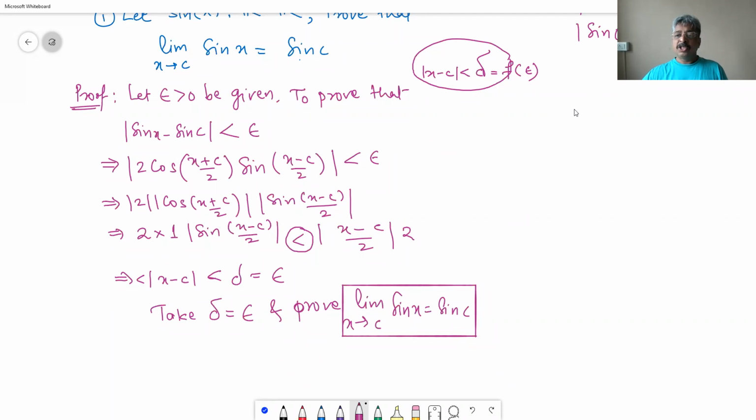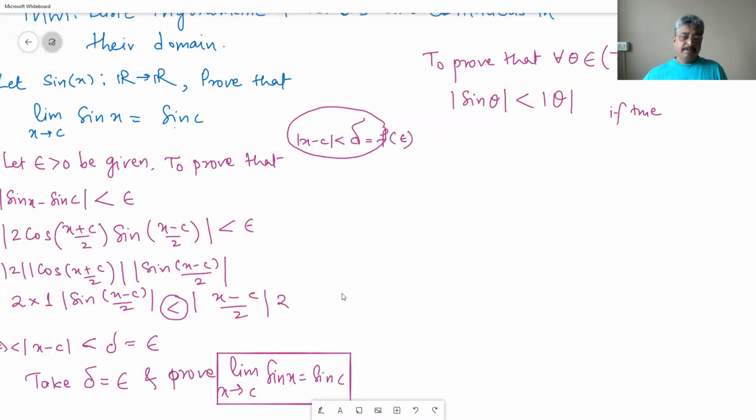Okay, so what is pending is this. How do we go about it? Maybe I give you a couple of minutes to prove this. For every theta between minus pi by 2 to pi by 2, absolute value of sin theta is less than absolute value of theta.